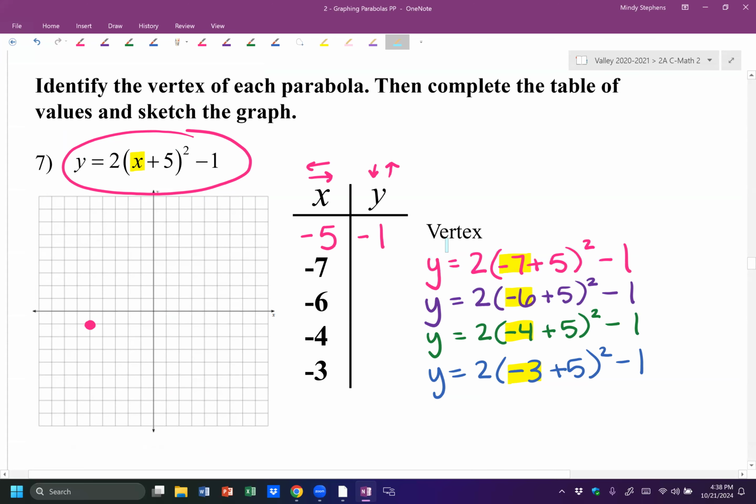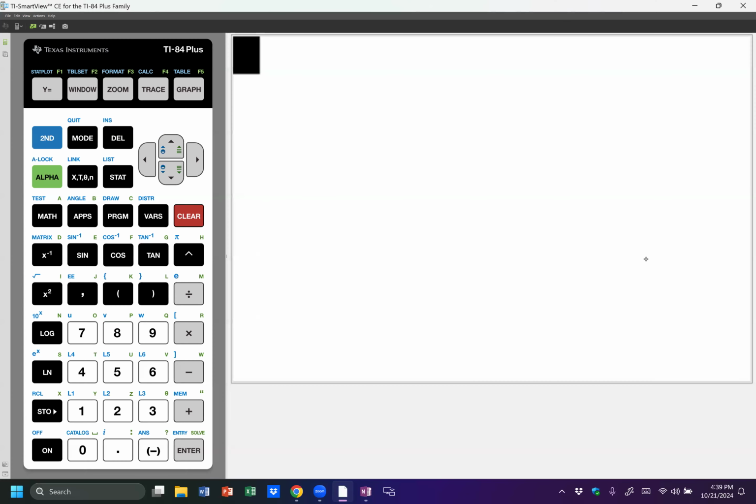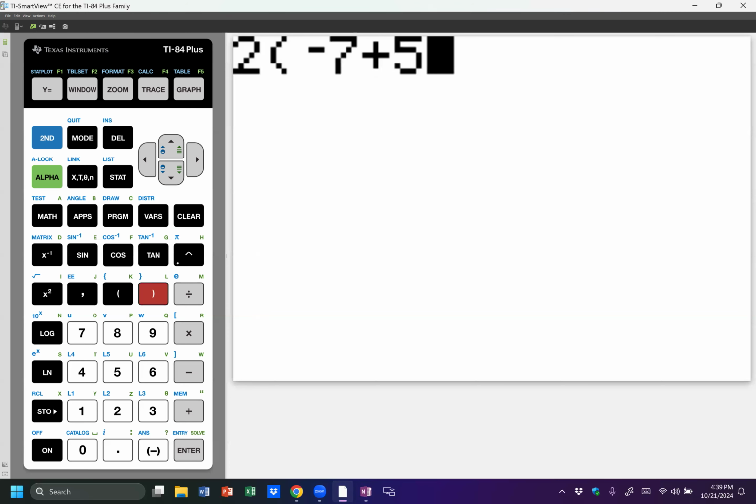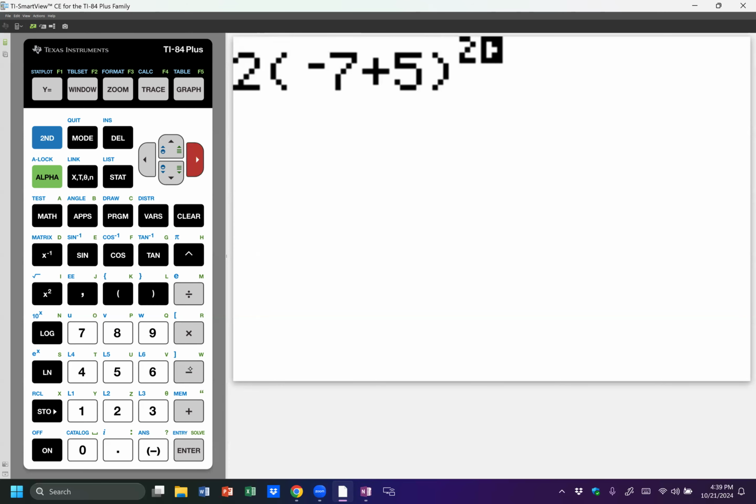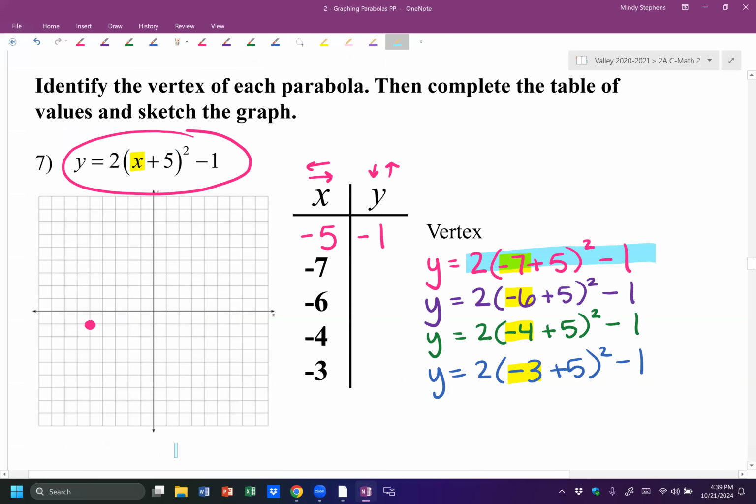So it really is just this right here, starting with the 2. That's what I'm entering. So 2, then parenthesis, -7 plus 5, parenthesis squared, minus 1. So type that in. Make sure it's a minus 1 at the end, not a negative 1. So if you typed it in right, you should get a 7. That is the answer that we're going to write in our table. So I'm going to put a 7 right there. So the -7 goes with 7.